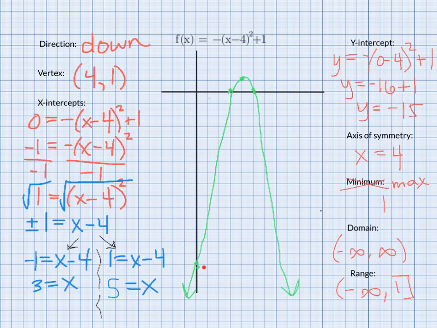Our axis of symmetry is the vertical line x equals 4. It is running vertically through the vertex. The domain, again, is all real numbers, and the range, since we're opening downward, spans all the way from -infinity up through and including 1.